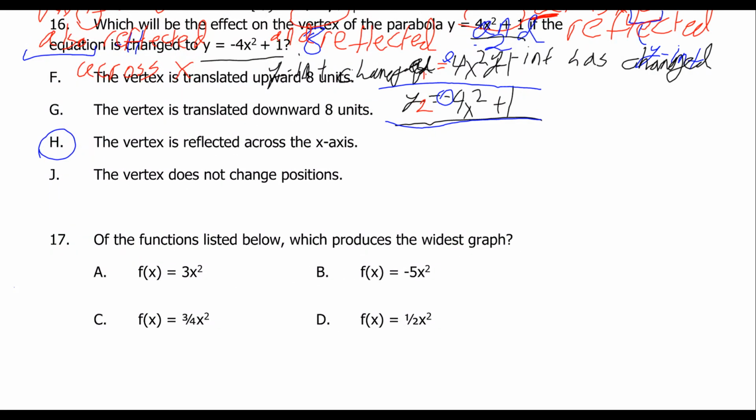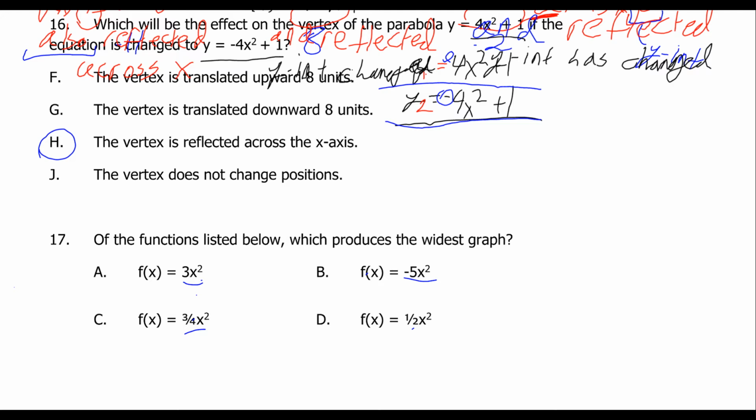Okay? Number 17, of the functions listed below, which produces the widest graph? Well, there's a couple of things that you can do. You can actually plug this into your calculator, and it's very simple. You just load each of these into the calculator, say f1 of x, f2 of x, f3 of x, f4 of x, and see which one produces the widest graph.